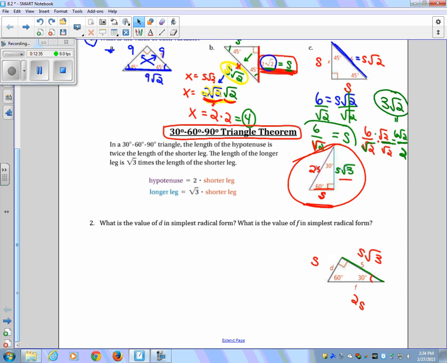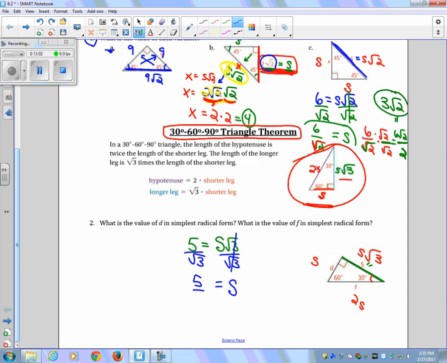So find the side that we have information about. That's 5. That green side is 5. So we can write this equation. 5 equals S root 3. Well, we want to solve for S. So we're going to divide both sides by the square root of 3 to get S all by itself.